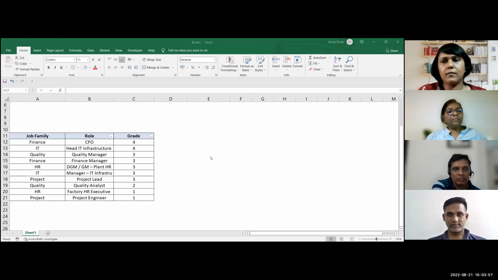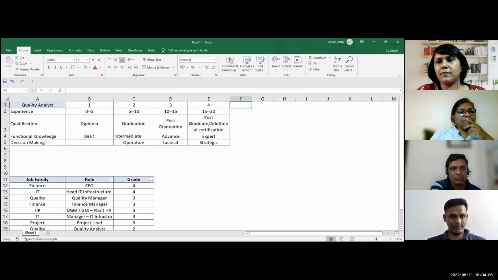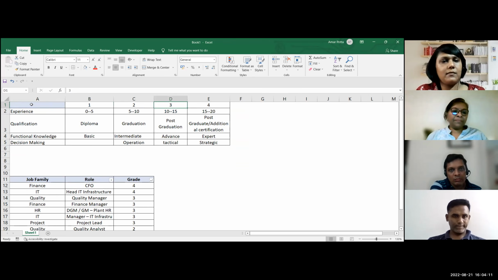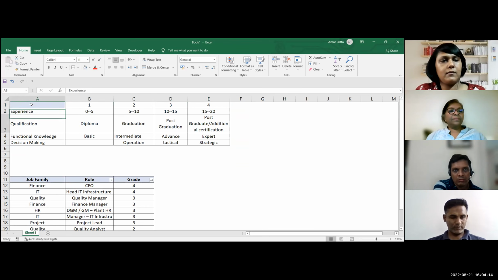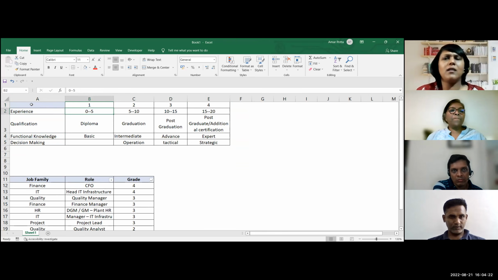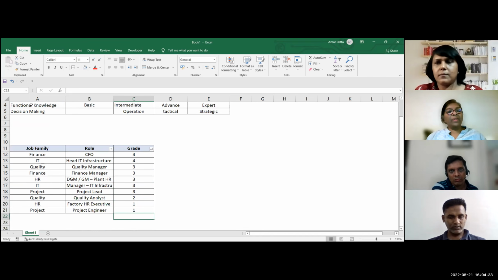I hope the screen is visible. Who is presenting it? Myself. So we've taken 4 grades, like the earlier group, 1, 2, 3, 4, and then we have taken 4 compensable factors: experience, qualification, functional knowledge, and decision making. And for each level and for each grade, we determine the factors. And then we have taken 10 positions across the 5 different families, and then we provide the grades. Okay. So when you write the descriptors, typically, what does it mean?